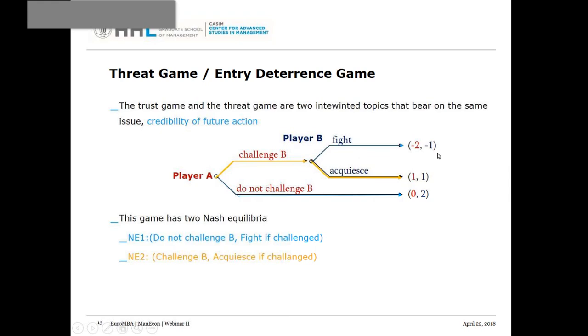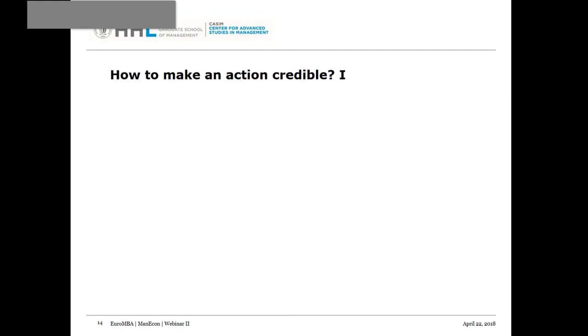But this is just a side remark, because I changed the game in my description. So here, again, we have an incredible threat, and we have to think how to really cope with that. If player B would like to really keep player A outside of the market, I would need to think about changing the game somehow. So how to change the game.